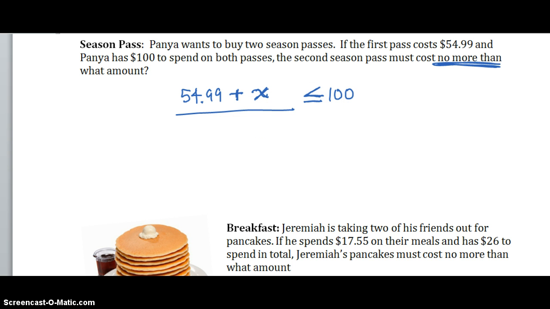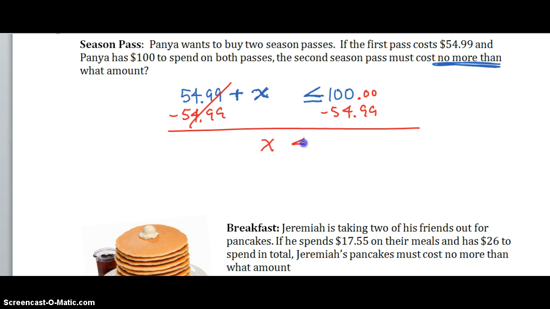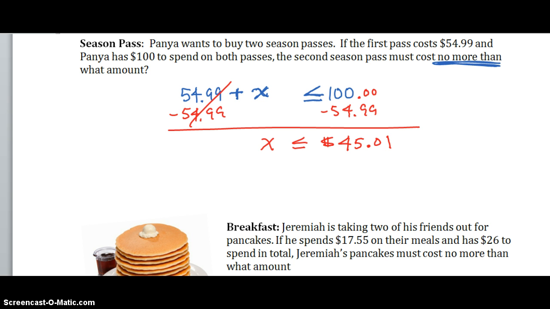So now I have a simple one-step equation that I know how to solve. I'll subtract $54.99 from both. That's understood to have 0 change. So x is less than or equal to $45.01. So as Pena is looking to buy her second pass, if it's anything over $45.01, she will not have enough money to buy her second pass.